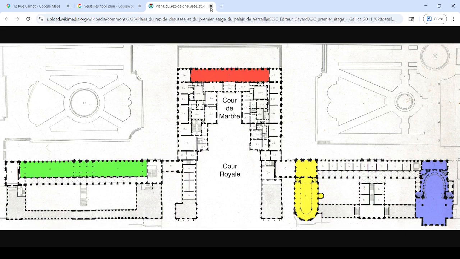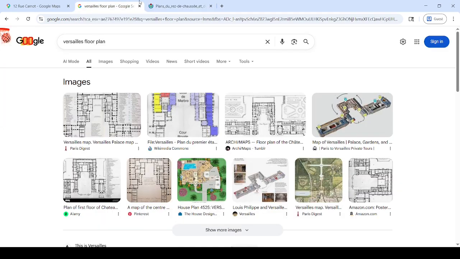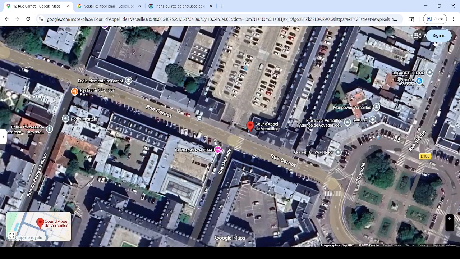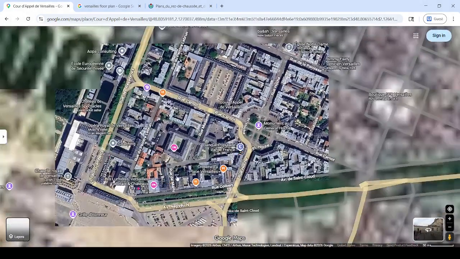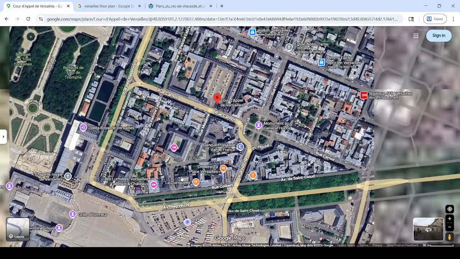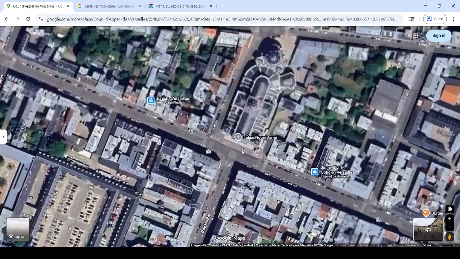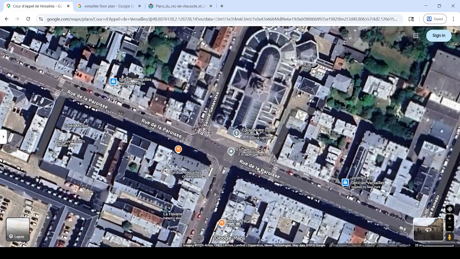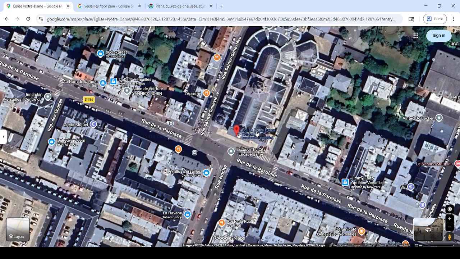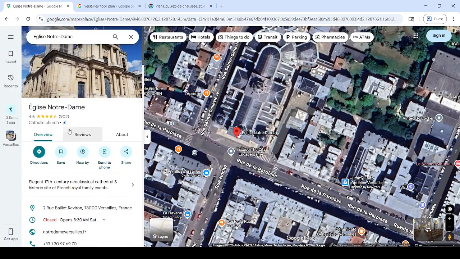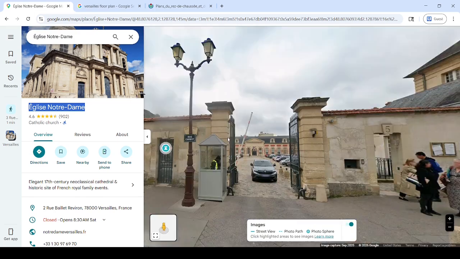Now let's take a look at another building in the city of Versailles that I'm going to do. I've kept all of these in mind. This is going to be a church. It was originally a cathedral until a new one was built on the opposite side of the city. Let's see what we can learn about this building.